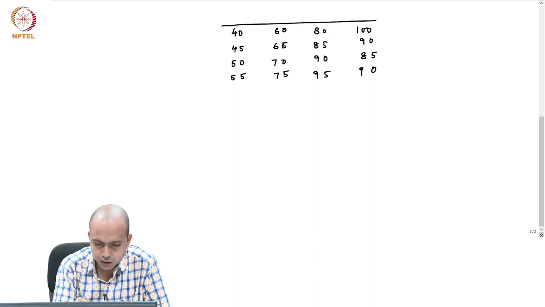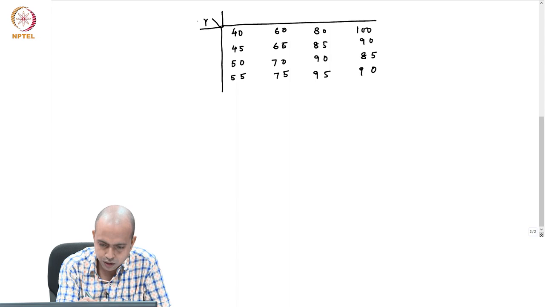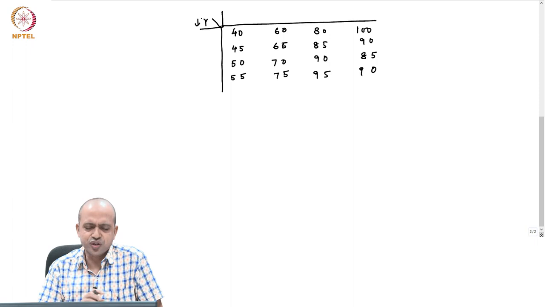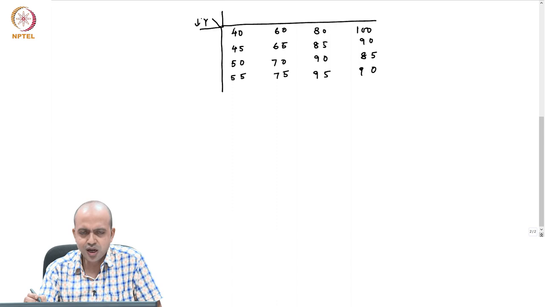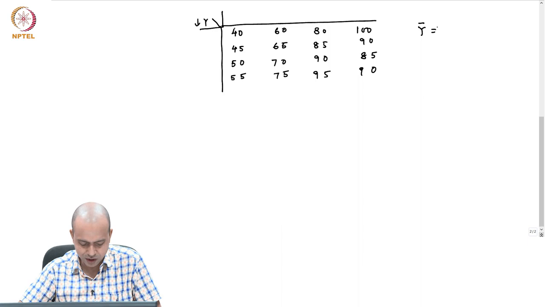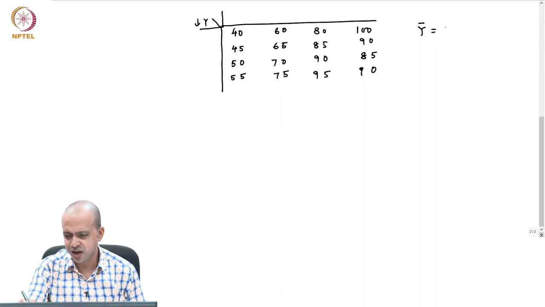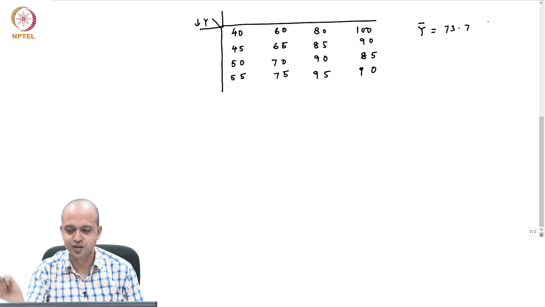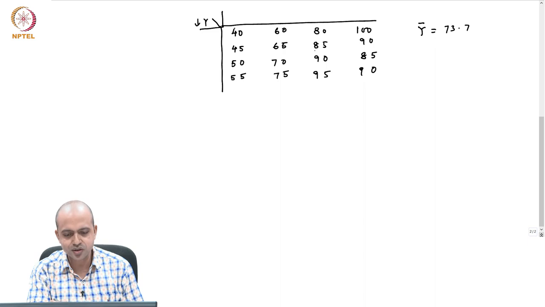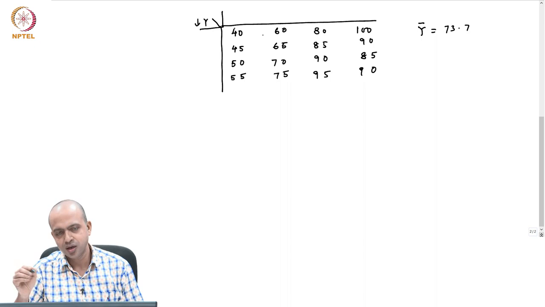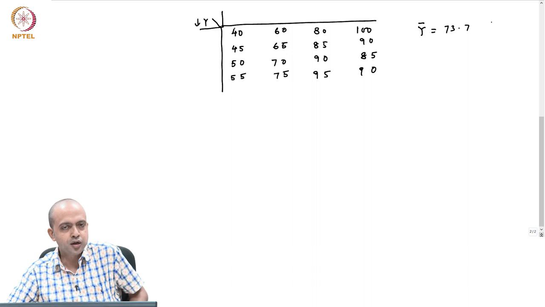Which is denoted by y. Now, if I ask you, what is the average weekly consumption of these families? That means you have 16 families' data on their consumption, and you can easily calculate the mean consumption. If you take the average, that would be something around 73.7, right? This is the average. How have you calculated it? You have taken the sum of this and divided by 16. So, summation y divided by n, where n equals 16, will give you some value. That is called the mean consumption of this population.